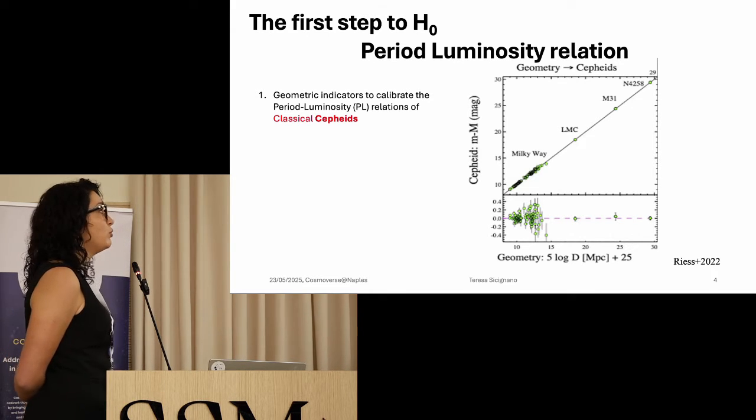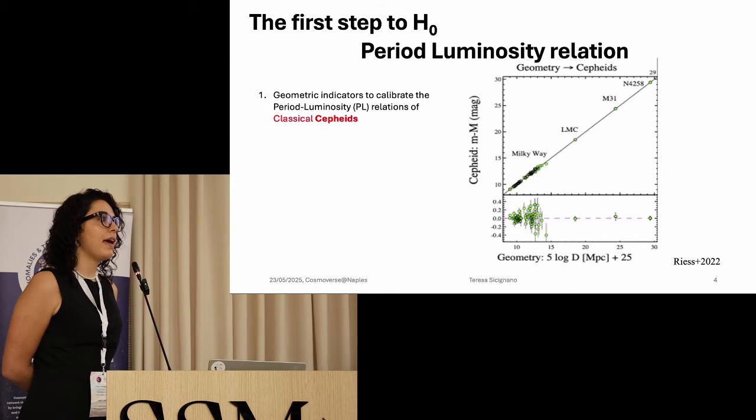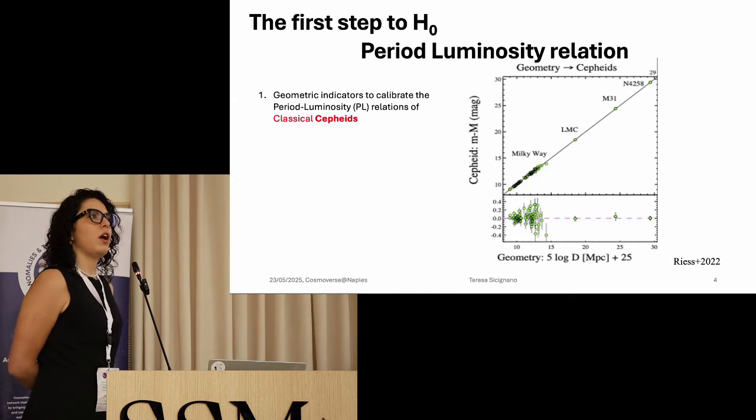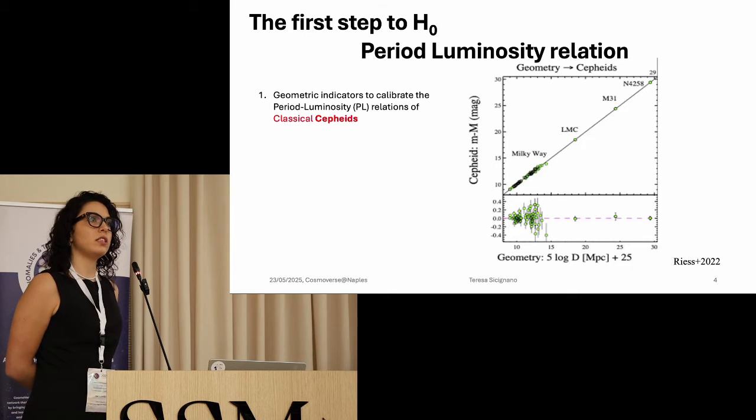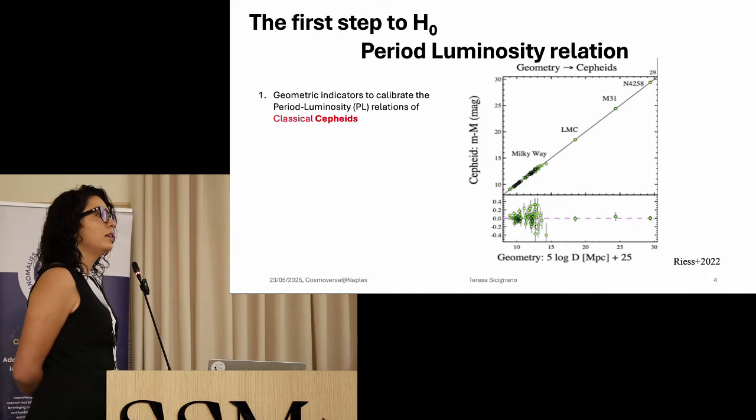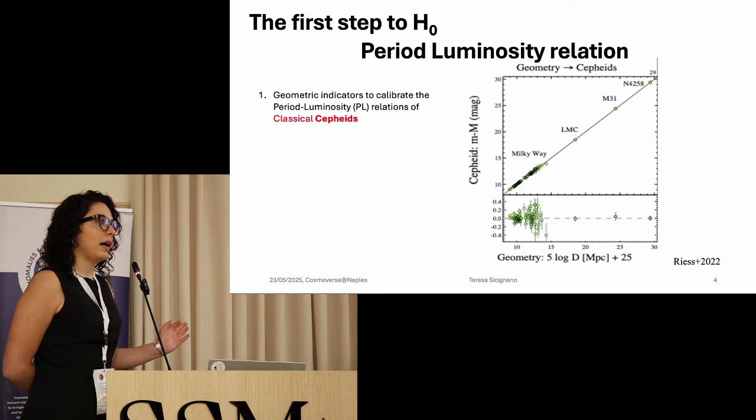But the powerful tool is that on the y-axis, we have the distance modulus of Cepheids that we can obtain, since we observe an apparent magnitude for a Cepheid, and thanks to the period luminosity relation, we add the absolute magnitude and we derive a distance modulus.